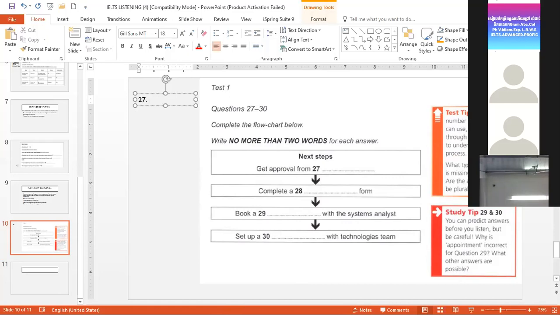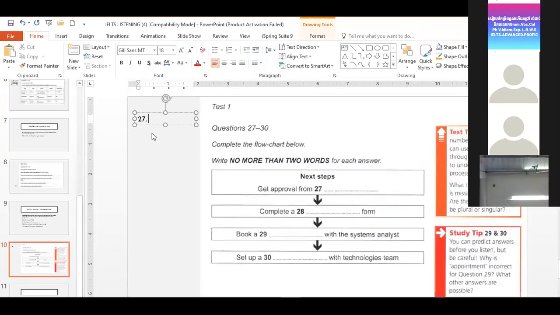Then let's hear from Kieng on 27. What was the answer that you heard? Senior management or senior manager. Senior management or manager is also fine. Thank you. Nam, 28. Project request. Very good. Project request. 29.